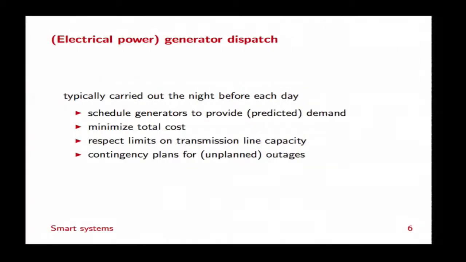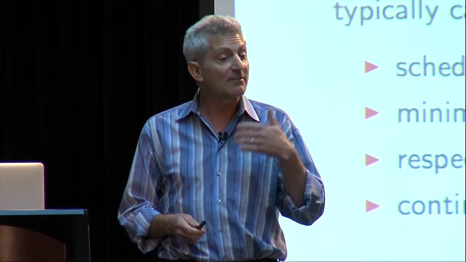The idea is you want to meet the predicted demand and minimize total cost. You wouldn't use the most expensive generators first; you'd use them last. Of course, you have to respect limits on transmission line capacity, so there may not be enough capacity to get cheap electricity from one place to another. And very important, you have to have contingency plans for unplanned outages. You'll always have some generators standing by in case some big generator goes out. So that's an example of a smart system.